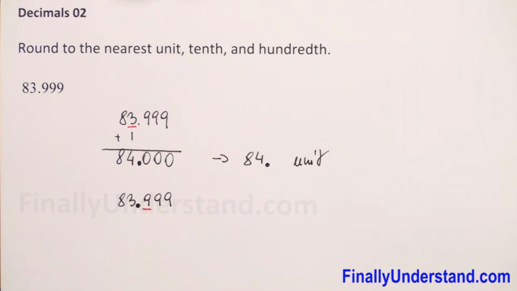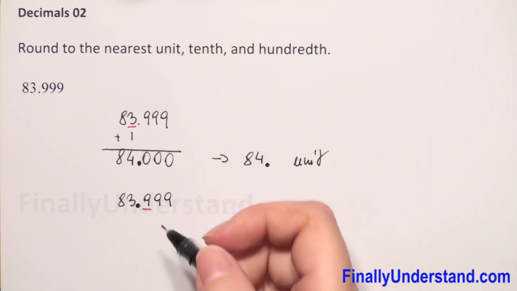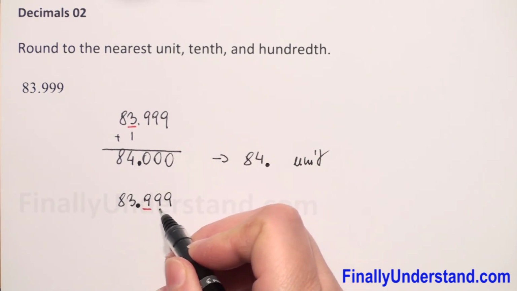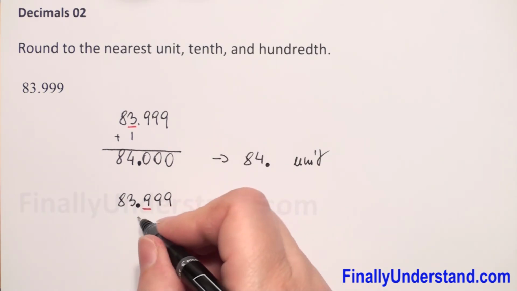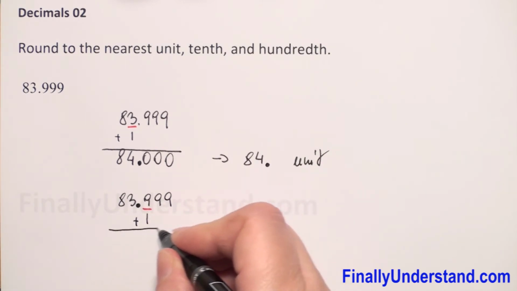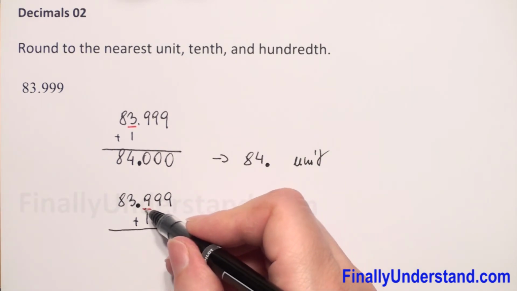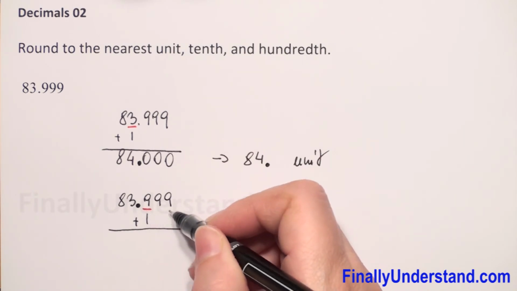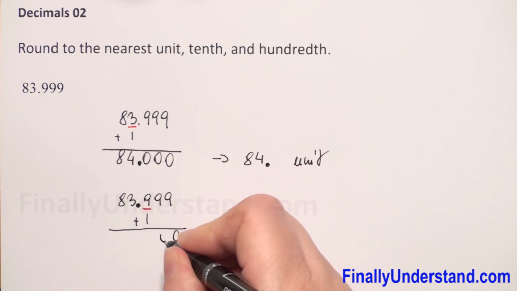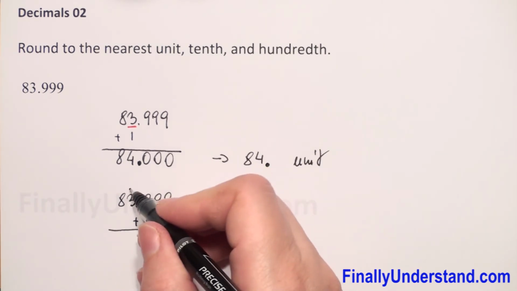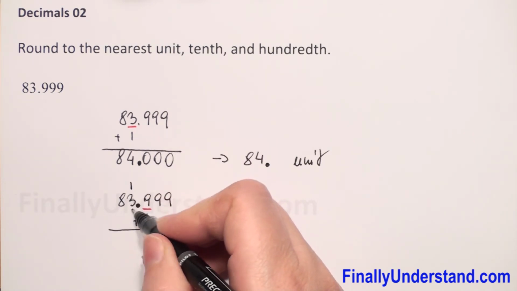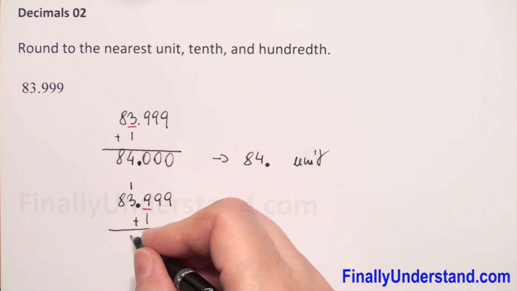And next we have to check what digit is after the underlined digit. It is 9. When we have 5 or more, it means 5, 6, 7, 8 or 9, we have to add 1 to the underlined digit. And what else? Every digit after the underlined digit will now be 0. So we have 0, 0, and 9 plus 1 is 10. So we have to write 0, and we have to add 1 to the ones. So it will be 1 plus 3 is 4.